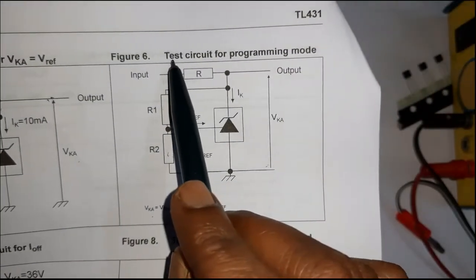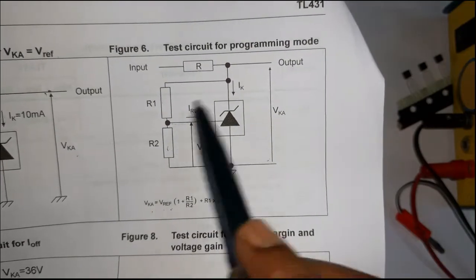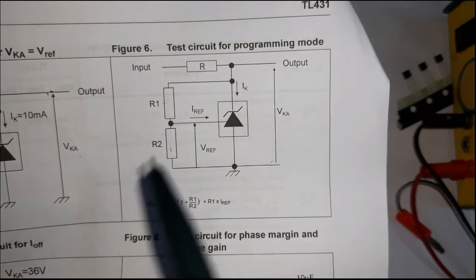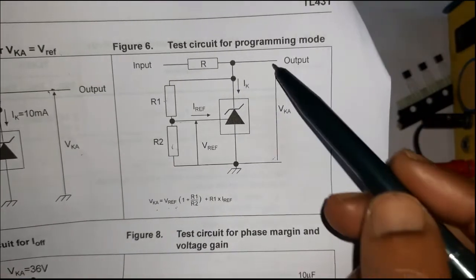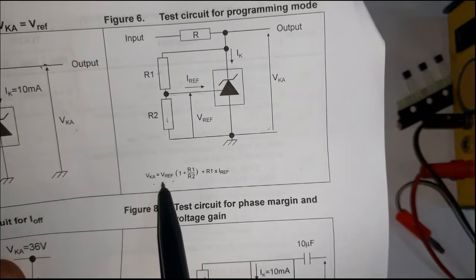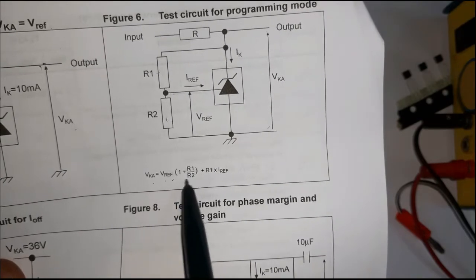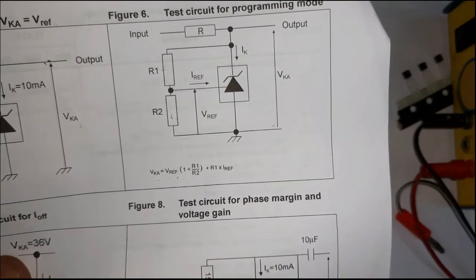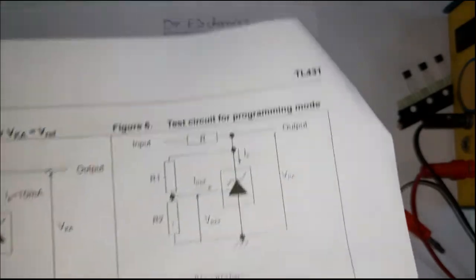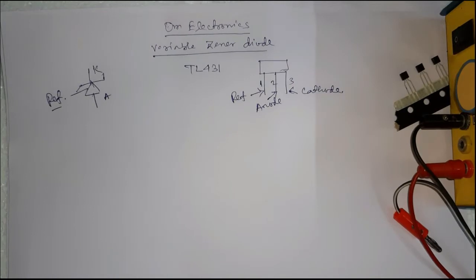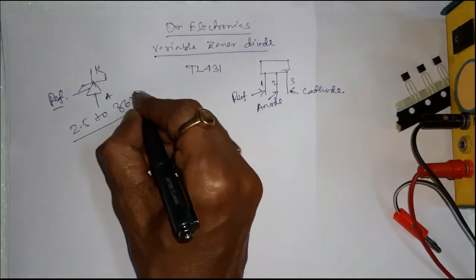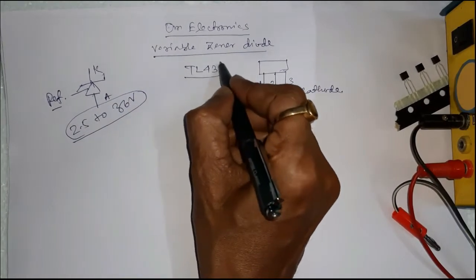And this is the test circuit for programming mode. Here the voltage divider is R1 and R2, and the output voltage, VKA, is equal to V reference, that is 2.5, times (1 plus R1 by R2), plus I reference times R1. This is the I reference. So you can set the output voltage between V reference, that is 2.5 to 36 volt. This is the output voltage range of the TL431 IC.